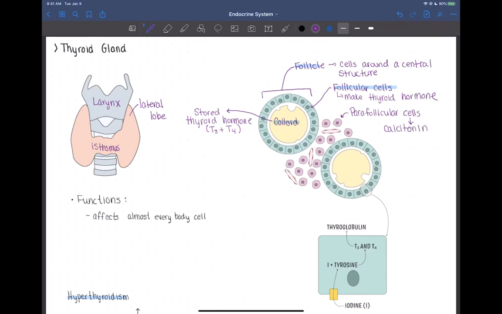All right, and calcitonin, you probably learned in ANP1 when you're talking about the bones, regulates calcium levels. Okay, so calcitonin is a hormone that regulates calcium levels. All right. Okay, so that's our structure, our histology. And so let's talk about how the T3 and T4 are made by these follicular cells.